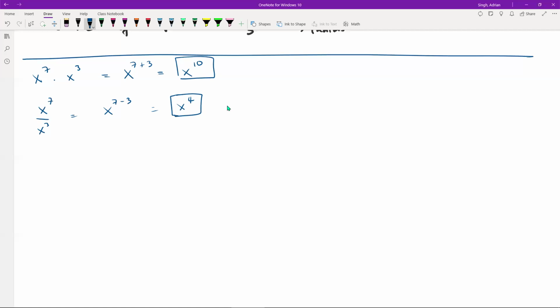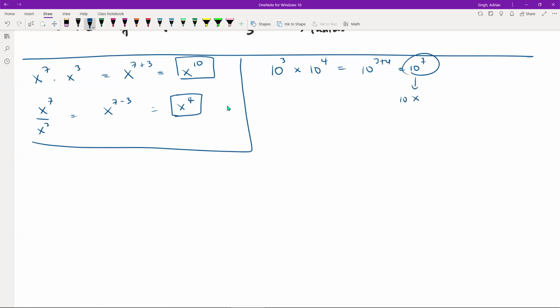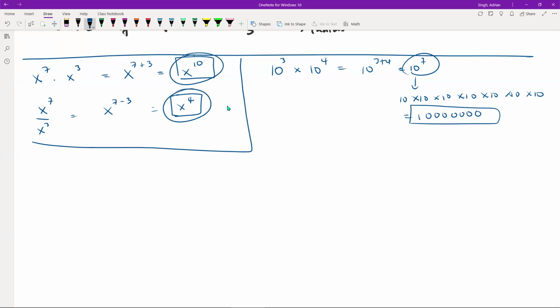So if we extend this further to an actual number, instead of x, let's say we have 10 to the 3 times 10 to the 4. Okay, so that'll be 10 to the 3 plus 4, which would be 10 to the 7, right? And that's an actual number. This is the same as saying 10 times 10 times 10, 7 times: 1, 2, 3, 4, 5, 6, 7, and that would be 1 and 7 zeros. So this would actually have a value. If you're given just x's or y's or something like that, you would just simplify it based on what x is.